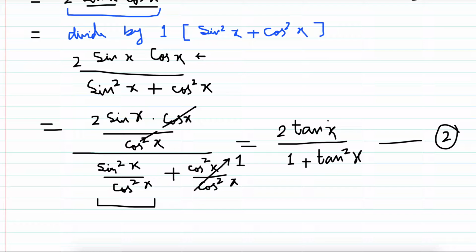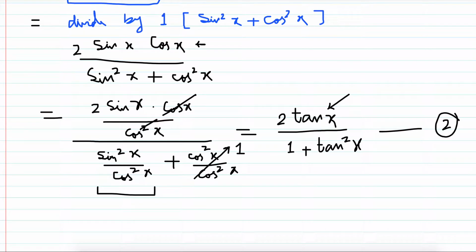And as usual, since we have tan x here, x should not be odd multiples of pi by 2, because for odd multiples of pi by 2 tan x is not defined.